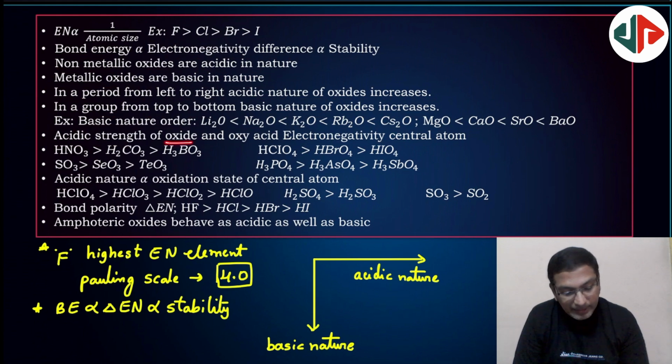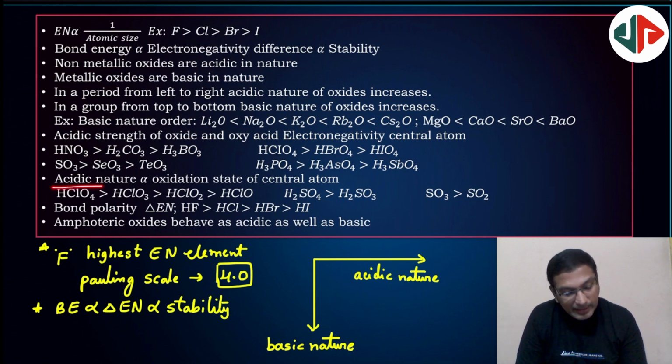Here we can compare either oxide or oxy acid with electronegativity of central atom. If electronegativity of central atom increases, acidic strength of that oxide or oxy acid increases. See here, order HNO3, H2CO3, H3BO3. So boron to carbon, carbon to nitrogen, electronegativity of central atom increases. Therefore, acidic strength increases. Here also, from iodine to bromine, bromine to chlorine, electronegativity of central atom increases. Therefore, acidic strength increases.